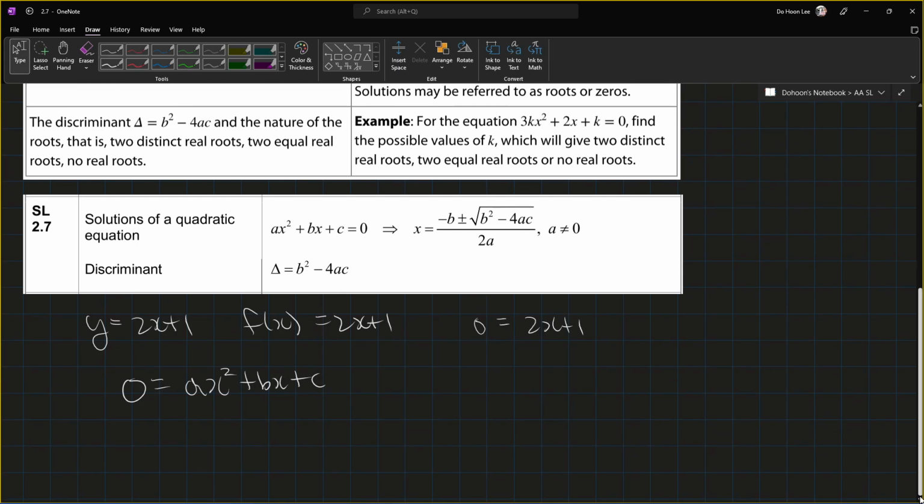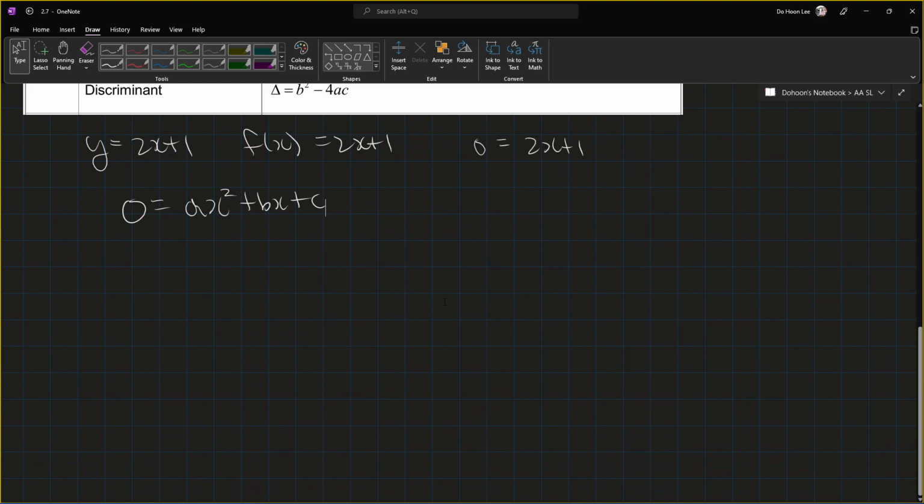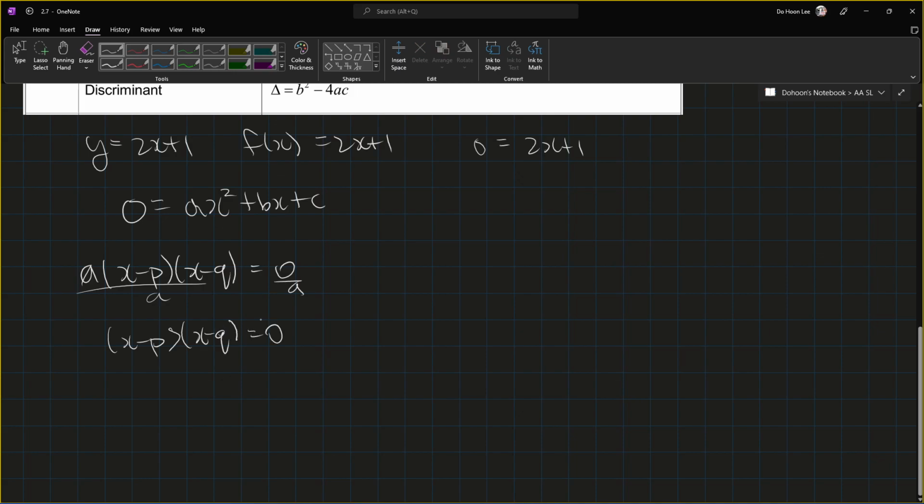The goal of solving an equation is to find the value of x. Remember that? If we express the equation as a times x minus p times x minus q equals 0, we can simply get rid of a since both sides can be divided by a. Then we're just left with x minus p times x minus q.